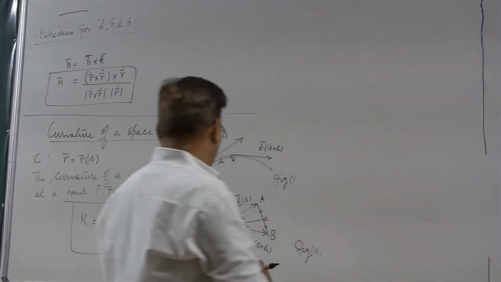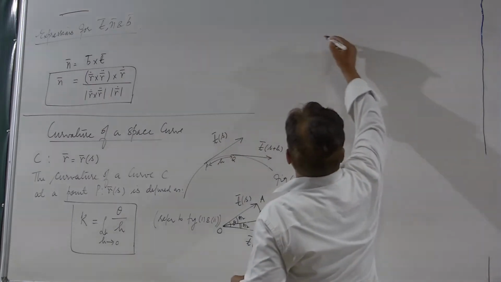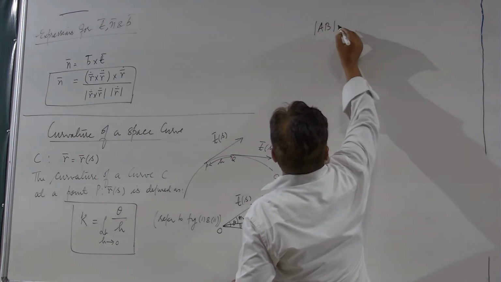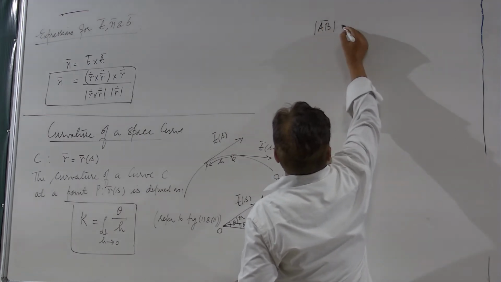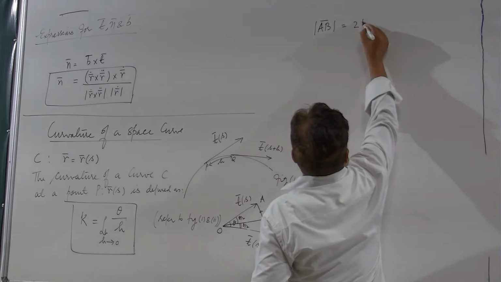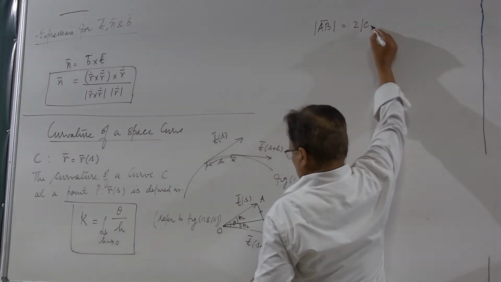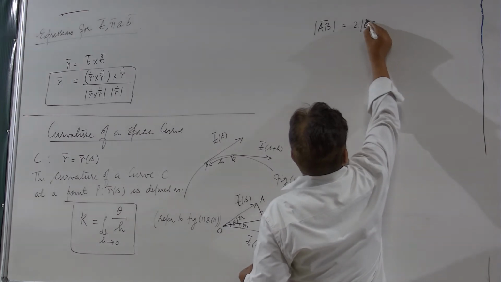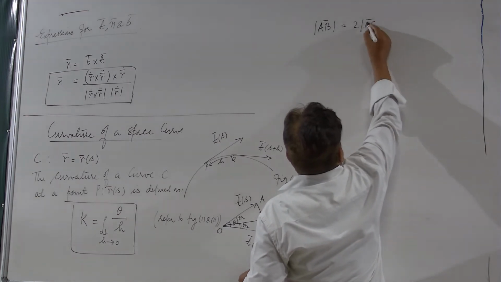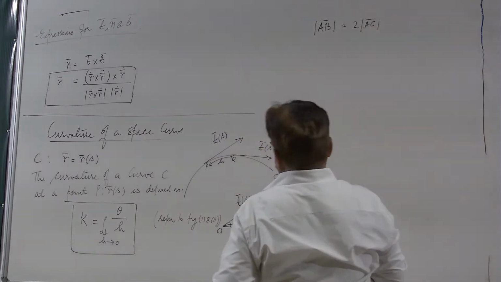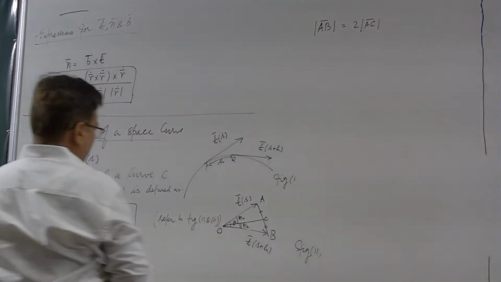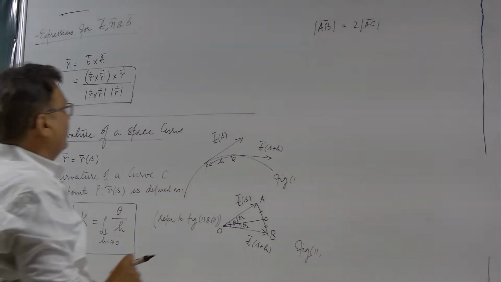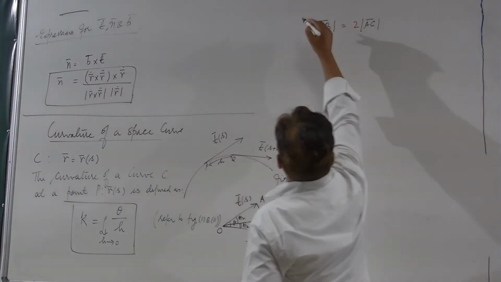of the side AB. So, the length of AB is equal to 2 times the length of AC or CB, whatever, AC. Okay. This follows from figure number 2. Okay. And moreover, now from figure 2.